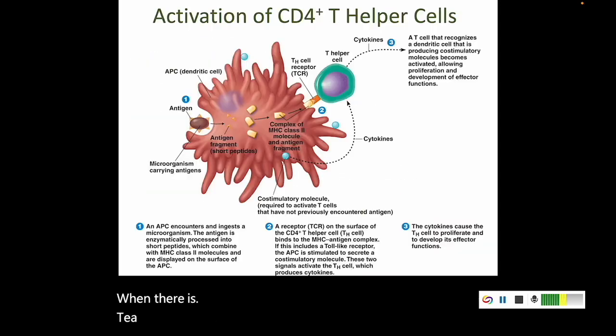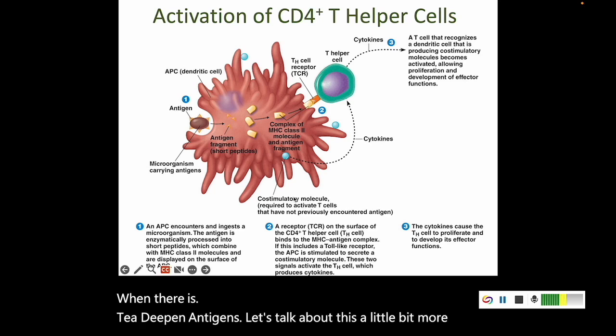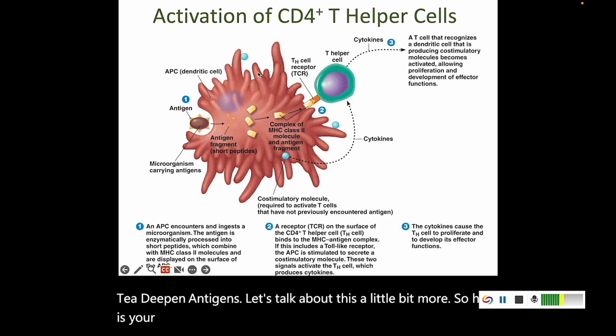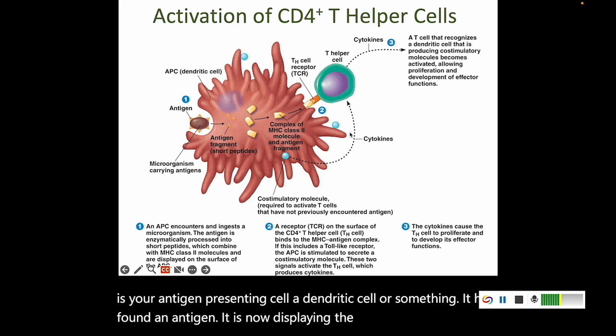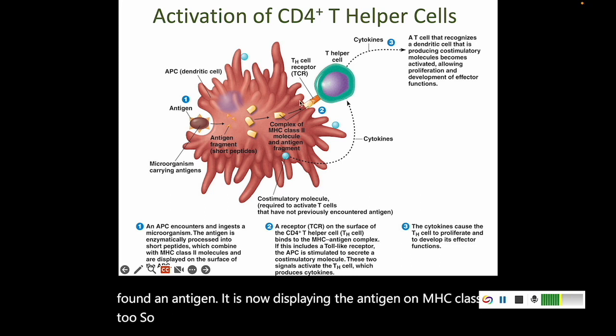T-dependent antigens, let's talk about this a little bit more. So here is your antigen-presenting cell, a dendritic cell or something. It has found an antigen. It is now displaying the antigen on MHC class 2. So here is its MHC class 2 with the antigen on it.